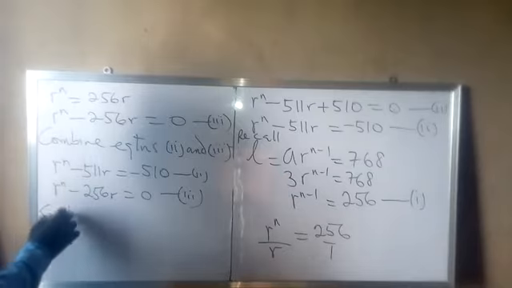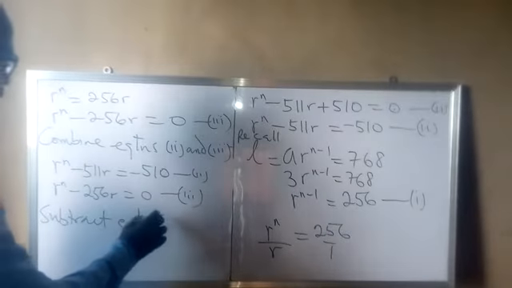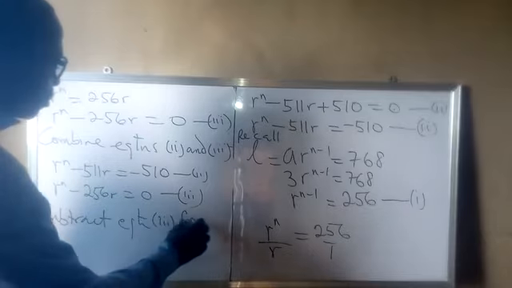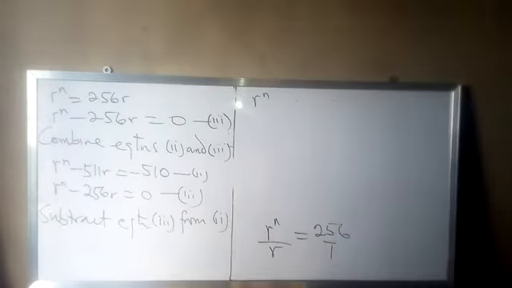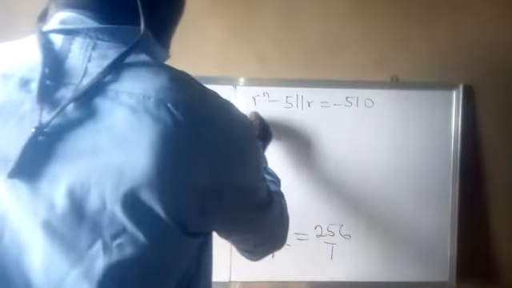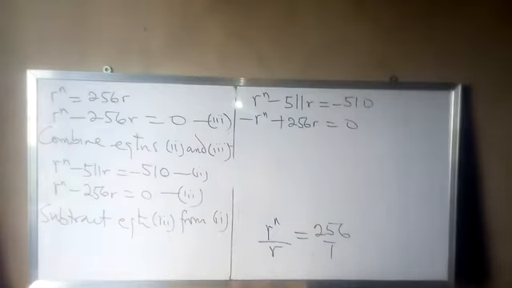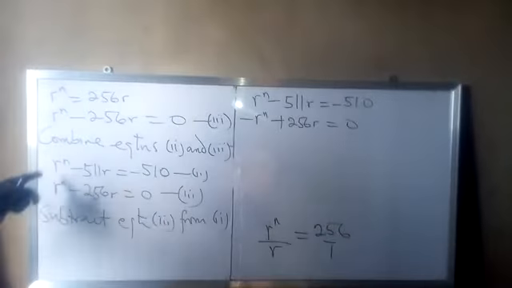Now subtract equation 3 from 2. To do that, subtract equation 3 from 2. So we're going to have r raised to power n minus 511r is equal to minus 510, because we have gotten what is called a simultaneous equation. Then this one becomes minus r raised to power n plus, remember we are subtracting, plus 256r is equal to 0.